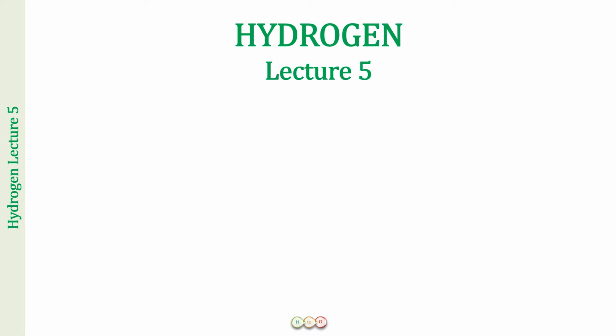In the last lecture, we talked about the different forms of hydrogen: atomic hydrogen, nascent hydrogen, occluded hydrogen, the nuclear isomers. We talked about so many things. Now, I hope all that you have learned in the previous lecture is clear to you.